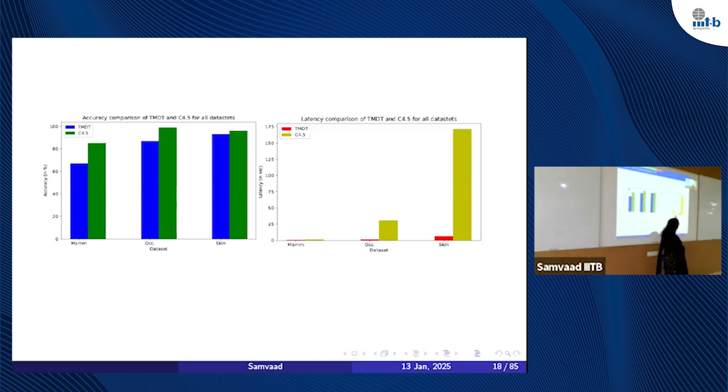For training time, we can see that there is a huge latency gap between TMDT and C4.5. The latency for FPGA was very much less, and for Python was very much higher. For these large datasets, it performed well, where we got almost the same accuracy, and the training time was also reduced to a great extent.